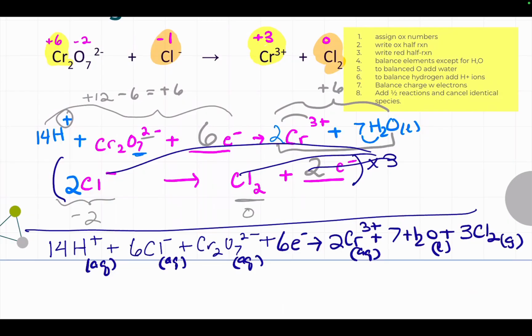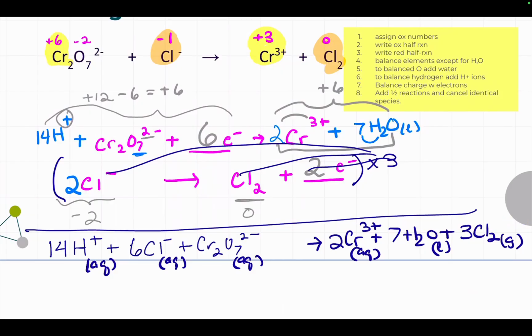So yeah, we're almost done. The last thing, again, we would cancel out the electrons. So some of you might prefer to just not bring them down from the beginning. Oops, and I didn't. See, let me show you. I forgot to bring the 6 electrons to this side. So now you can either draw a line through them or get rid of them.